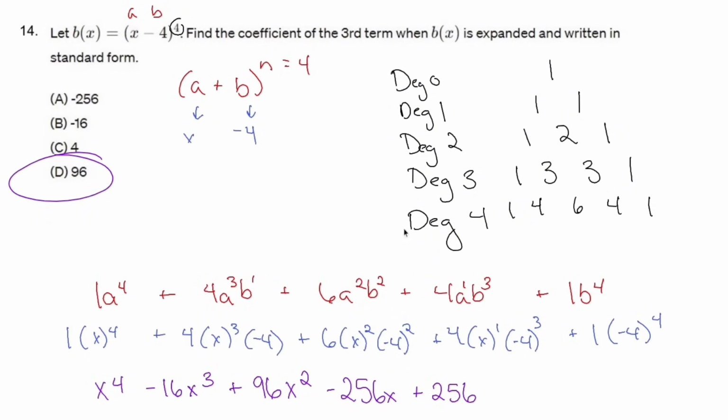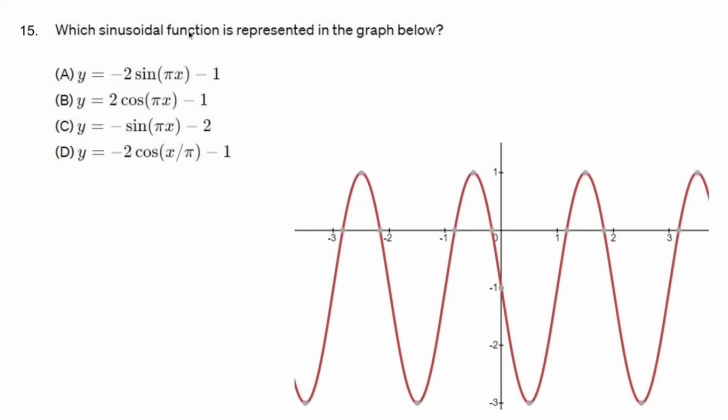So that's binomial. You go one more degree and then you add more numbers. It's not a pleasant process at all, and you're not going to see it that much, unfortunately, on these AP exams. So maybe you'll see it, maybe you won't. But if you do, that's how you do it. So hope it helps. Which sinusoidal function is represented in the graph below?